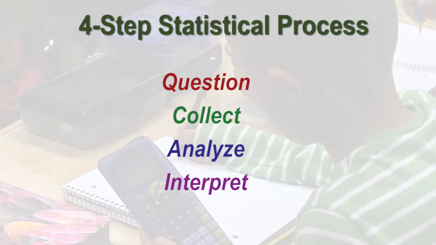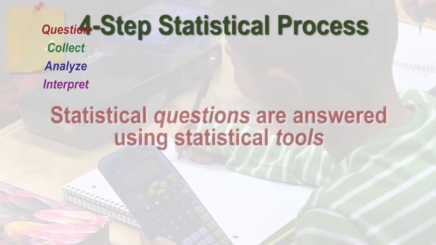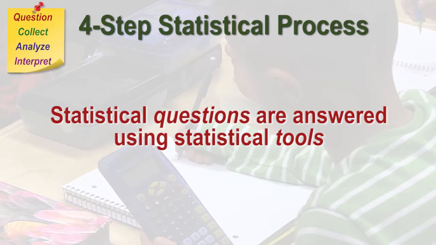The four-step statistical process is question, collect, analyze, and interpret. Statistical questioning anticipates variability in the data. Statistical questions are answered using statistical tools. Students learn the difference between statistical questions and non-statistical questions.